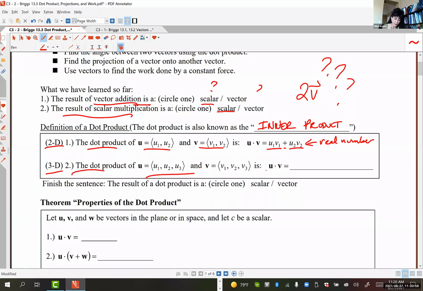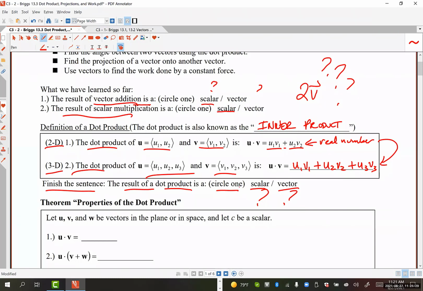In 3D, similarly, you are going to see a little dot. That means go get the dot product of those two guys. And the answer will be U1 times V1 plus U2 times V2 plus U3 times V3. Fill in the blank. And it's a real number. So now let's finish this sentence. The result of a dot product is, here are your choices, scalar or vector. Scalar. Scalar is correct. It's a pure number.